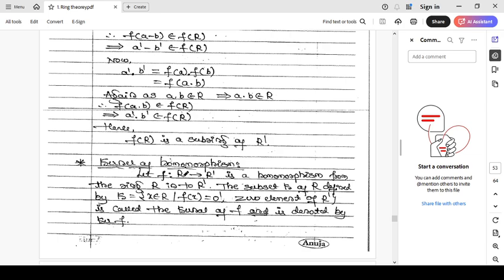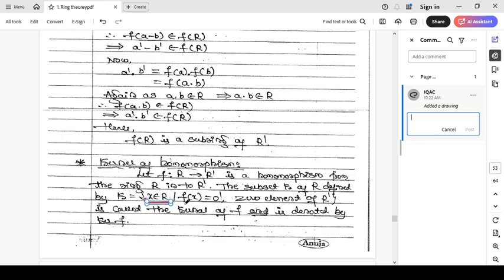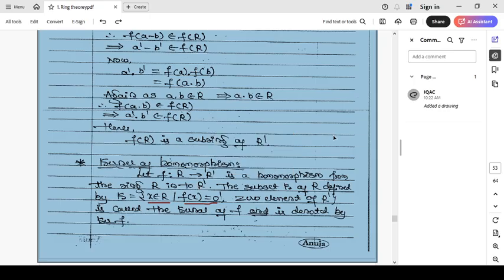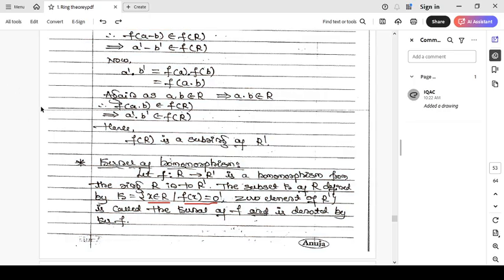Let f be a mapping from R to R dash, a homomorphism from the ring R into R dash. The subset K of capital R is defined by K equals the set of x belonging to R where f of x is equal to 0 dash, and here 0 dash is the zero element. Why have we taken 0 dash? Because we have a mapping from R into R dash.